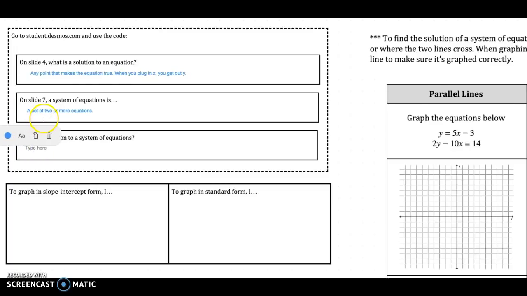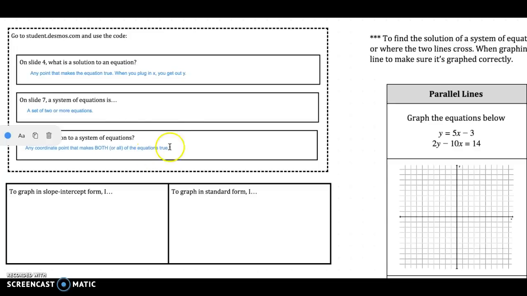And then a solution to that system, putting both of these things together, is not something that makes just the first equation true. A solution is any coordinate point that makes both, or all, if there's more than 2, of the equations true. So now when I plug in x, I get out y for all of the equations I'm dealing with. So if I have 2 equations, I plug in 4, I get out 2 both times.